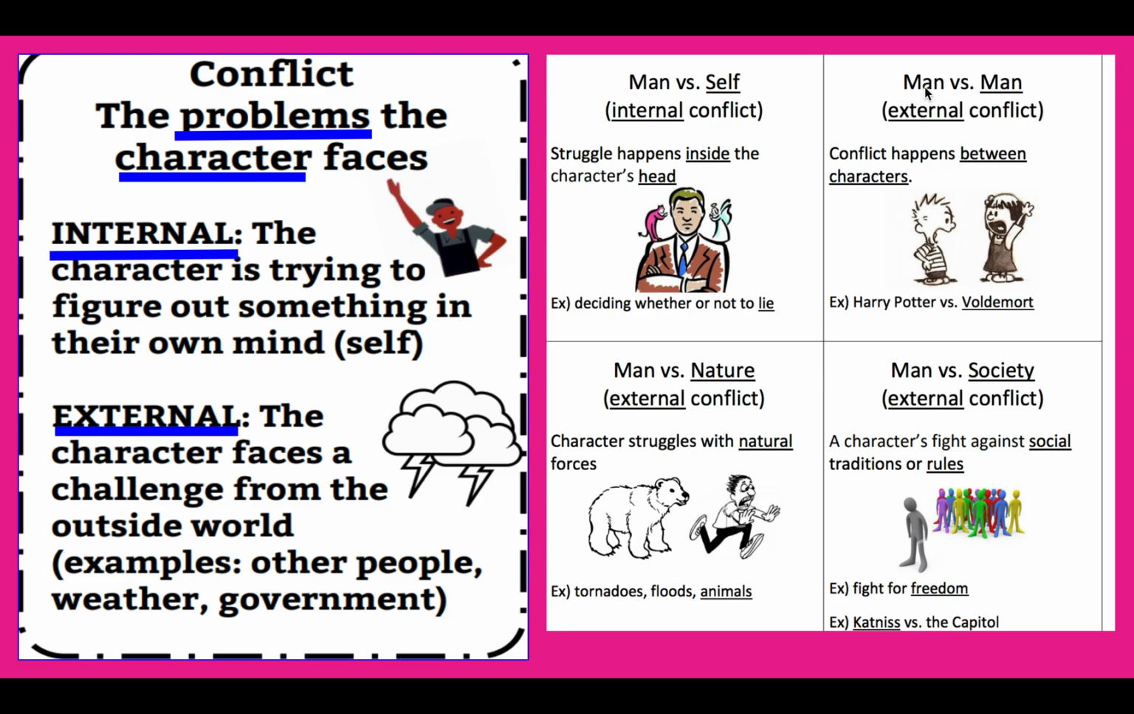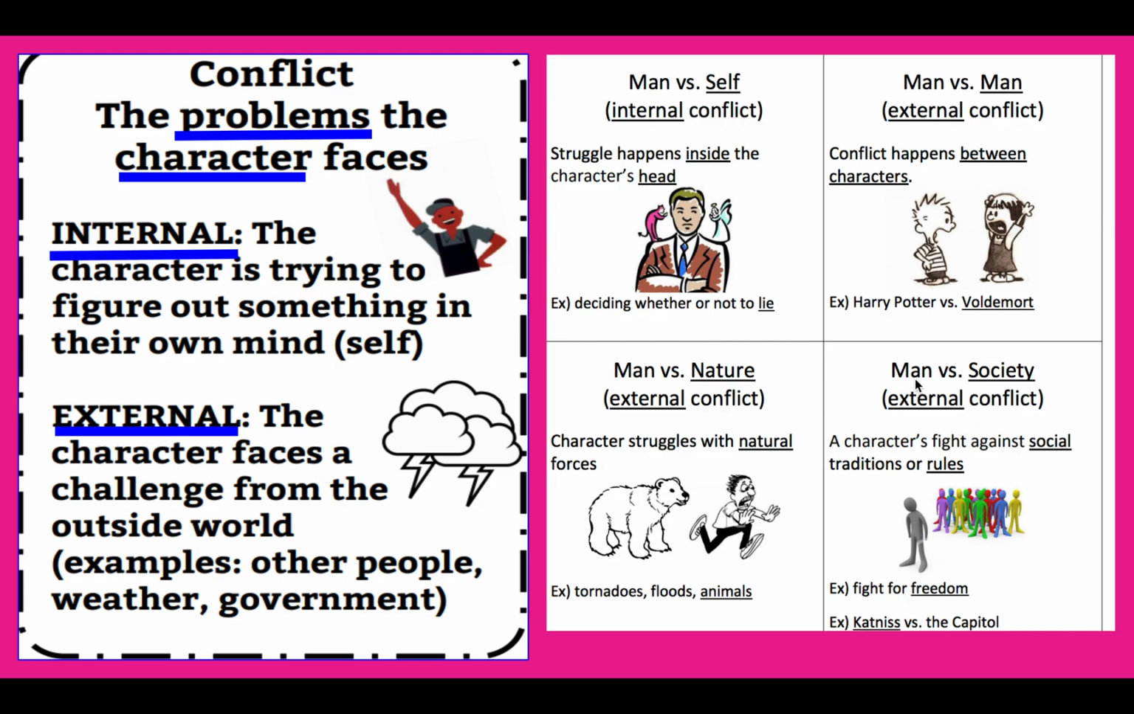We also have man versus man or woman versus woman. That's an external conflict. External means on the outside. A conflict happens between characters, two characters. For example, Harry Potter versus Voldemort. A man versus nature problem is an external conflict, meaning it's happening on the outside. A character struggles with a natural force, like an animal, a flood, or a tornado.